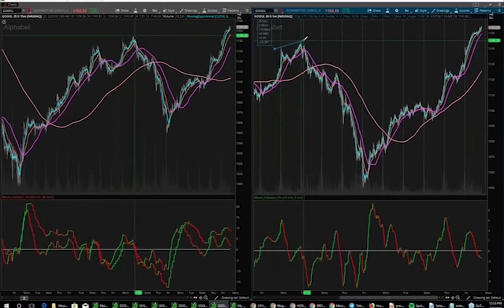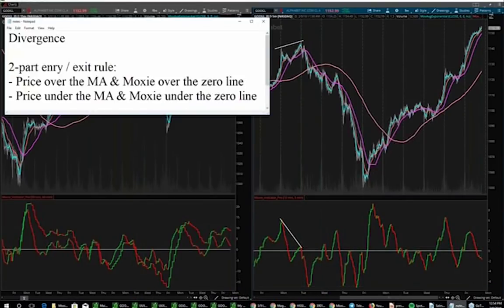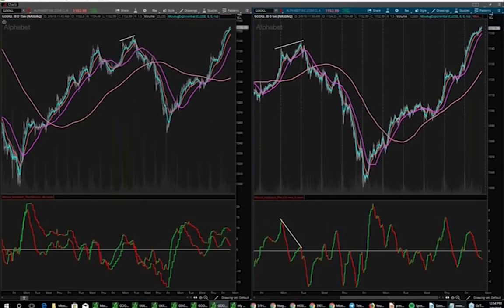So what do we have? Price continued to go up, but now the Moxie indicator went down. That's our heads up. Remember, if we go back to our notes, our checklist, we're looking for divergence, positive or negative. And now how about this? This is where price goes through the moving average, and look where our indicator is. It's below zero. So that's where you get out, or where you go short, and down it goes.